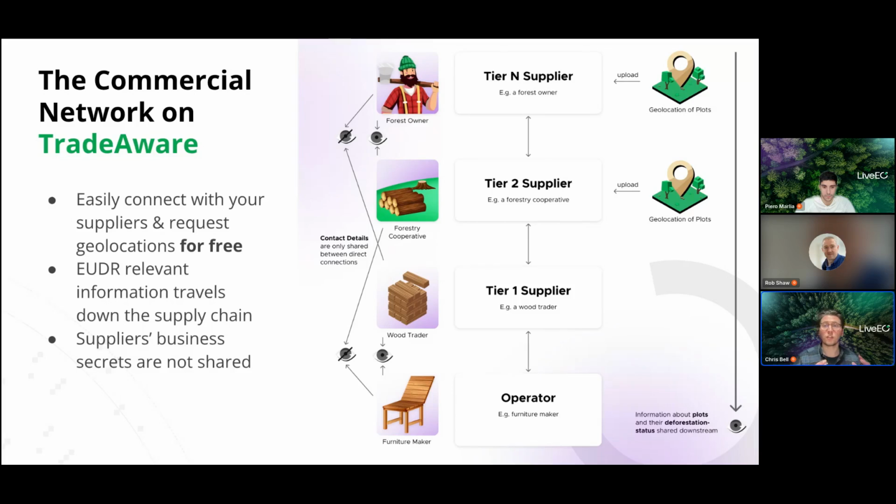So that way you can get all of the data that you need for compliance, the plot data, but you don't end up sharing business secrets along the network that may be sensitive, and the risk of which often leads to people not engaging in actually gathering this data as well.